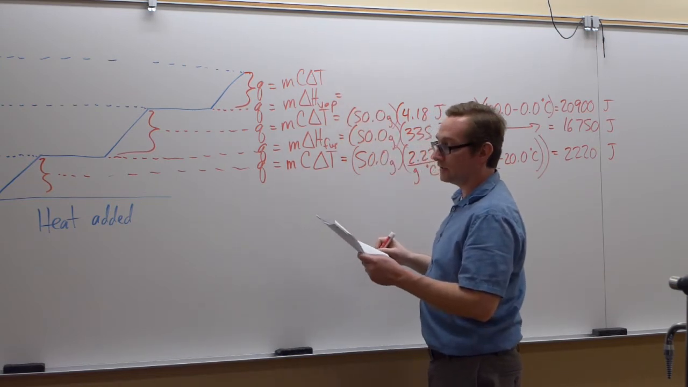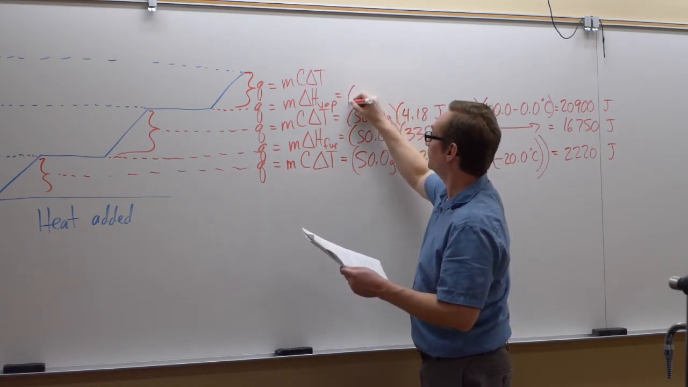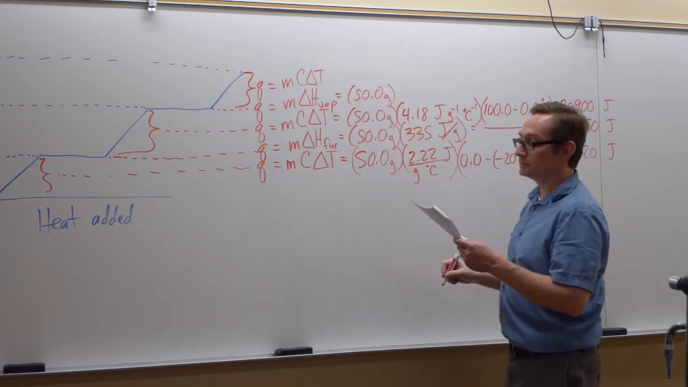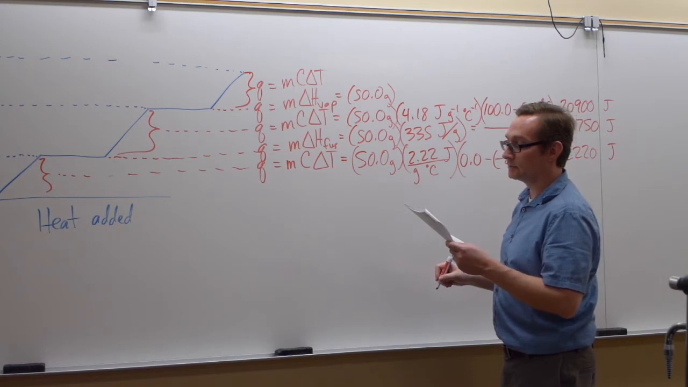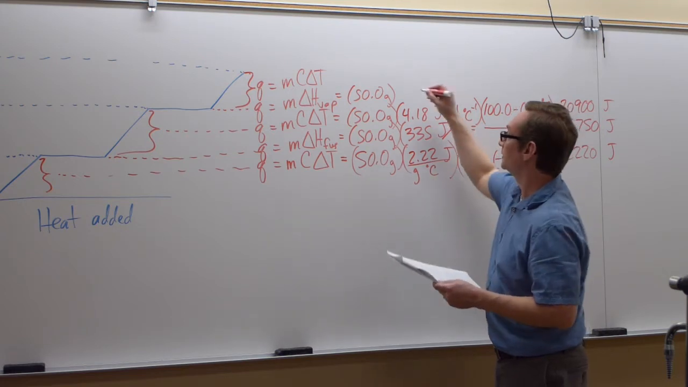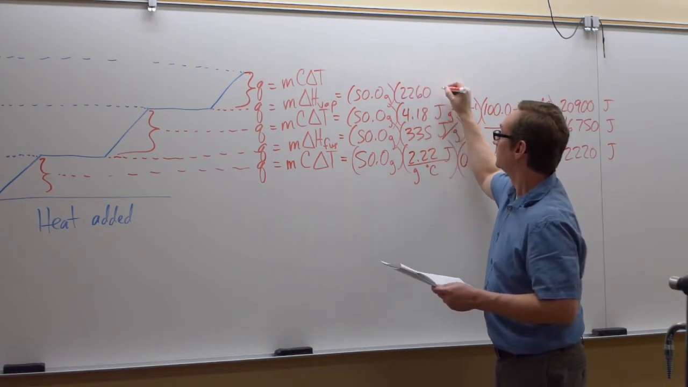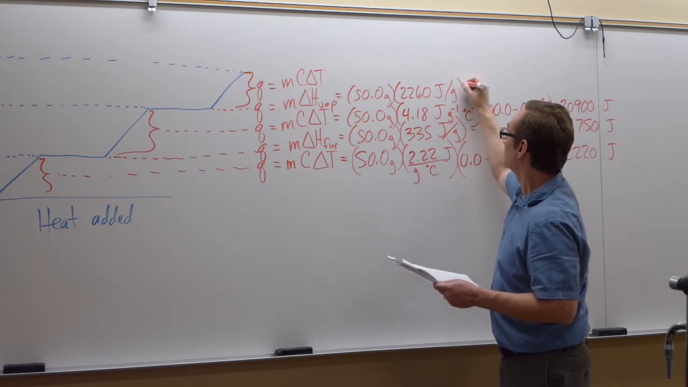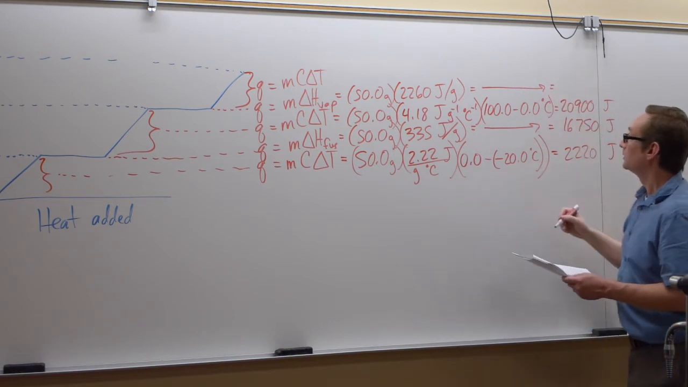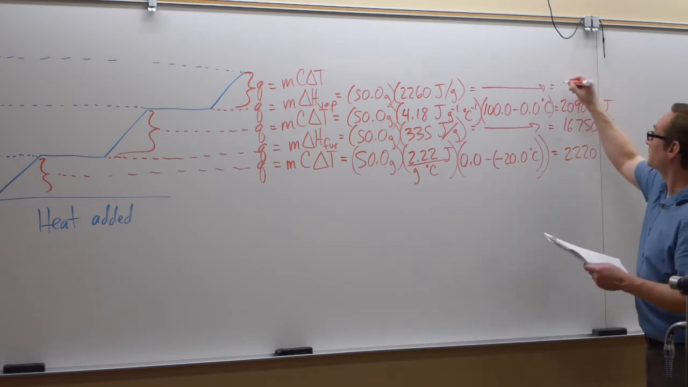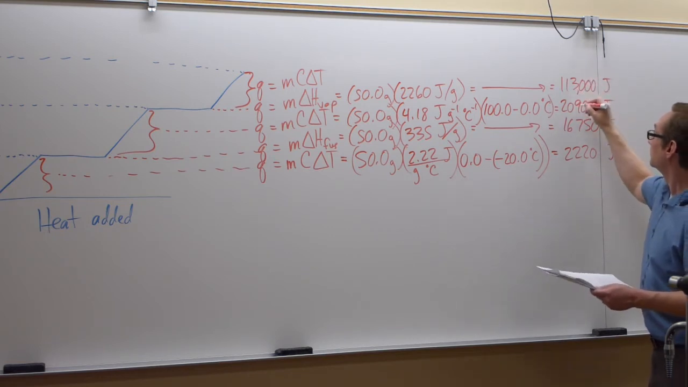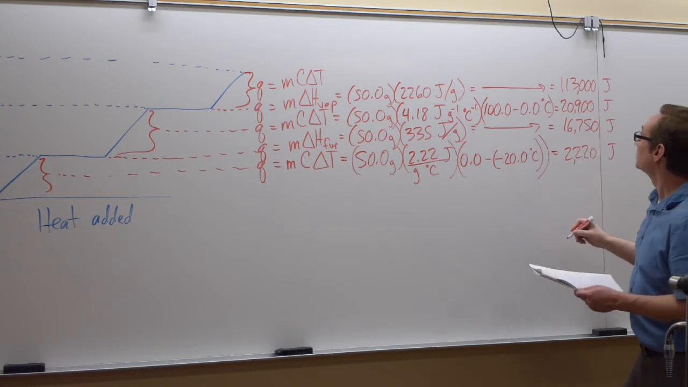All right, for the boiling phase change here, again 50 grams. Delta H vap is 2260. Okay. All right, that's going to give me 113,000 joules.